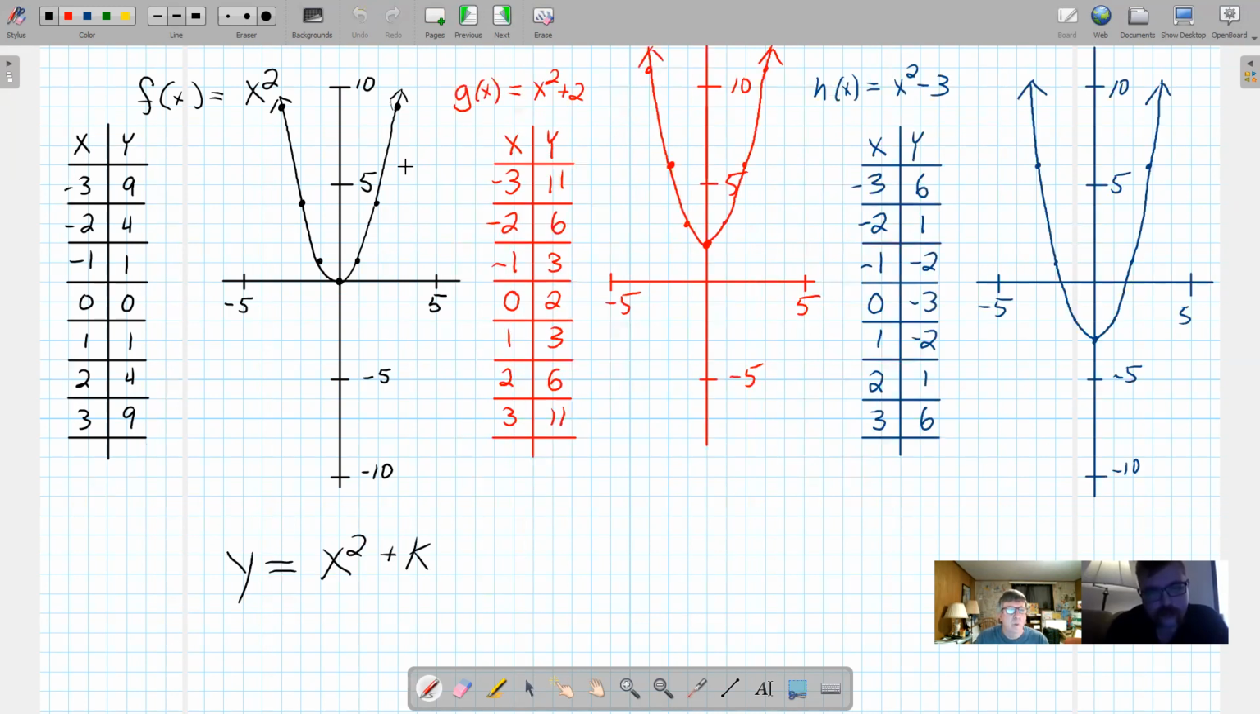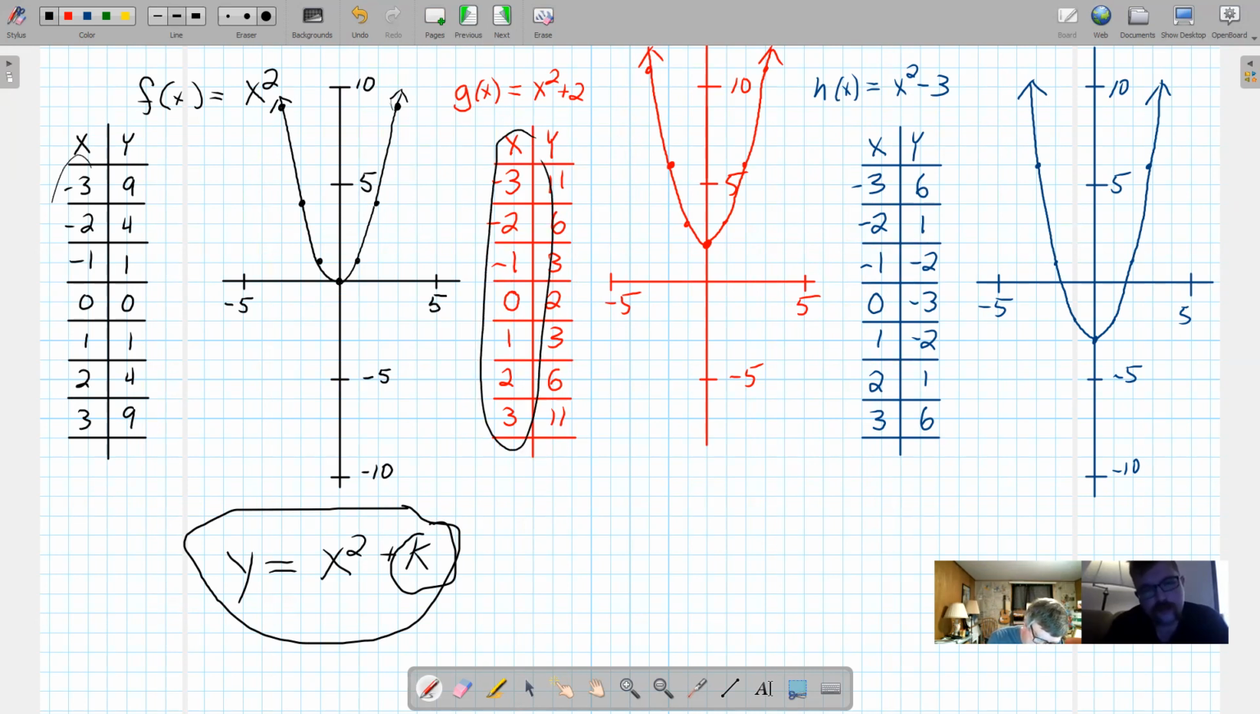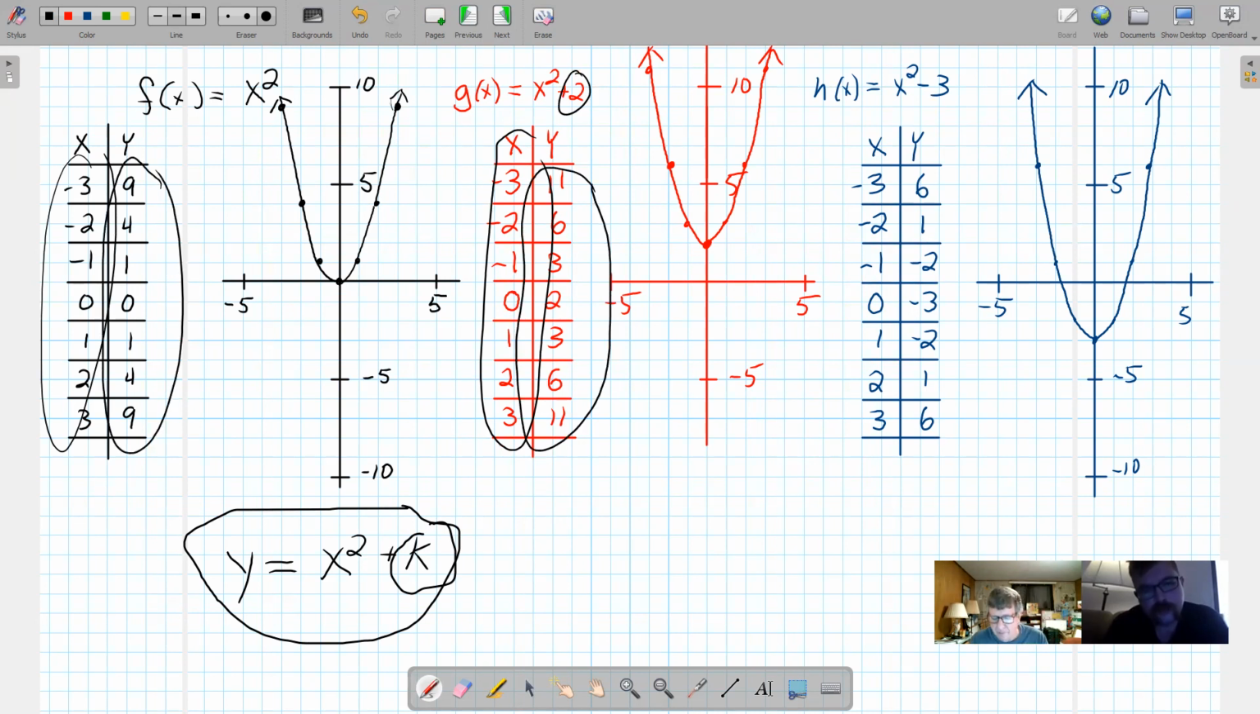Now, what if we take f of x equals x squared, and now we're going to use this form where we're going to add a constant out at the end, a separate term. So f of x equals x squared, we have this black graph. G of x equals x squared plus 2, we have this red graph. Notice I'm using the same x values that I used here, but now because of the plus 2, the y values are 2 more than the y values there.